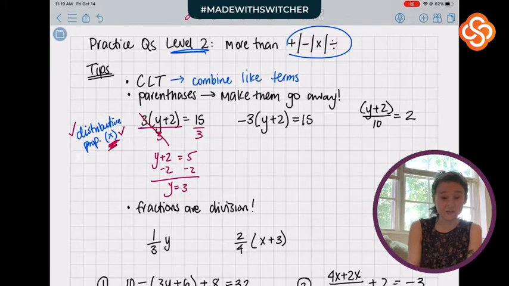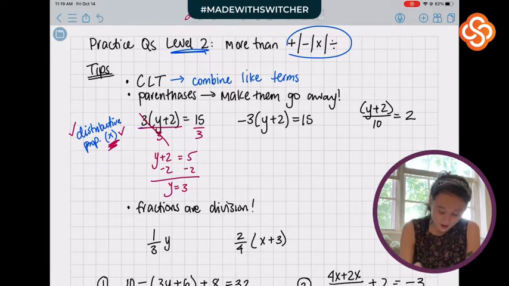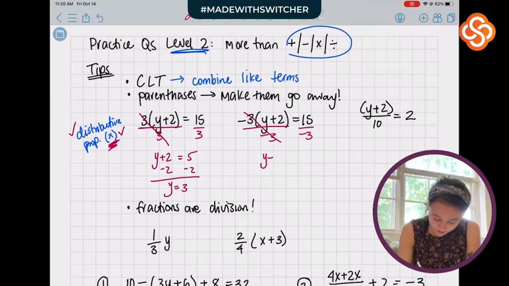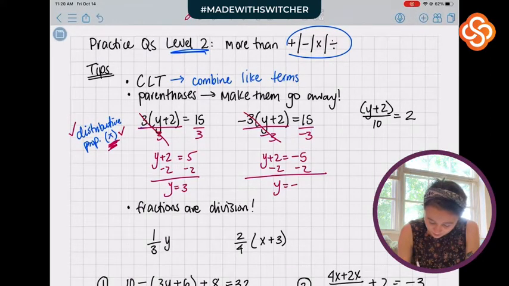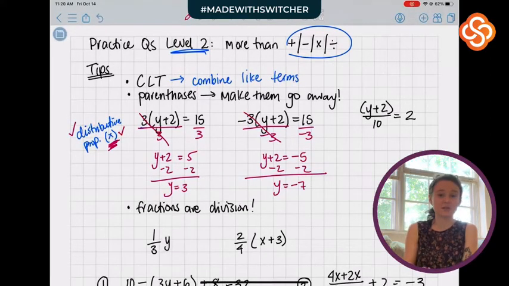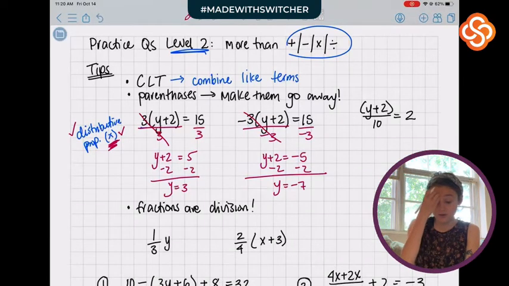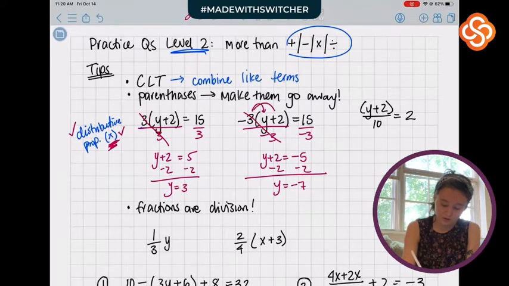It's negative, right? So go ahead and try it. I'm going to do the division way. Divide both sides by -3. So y plus 2 is equal to -5, minus 2 on both sides. Y is equal to -7. You would get the same answer if you used the other method of distributing the 3.